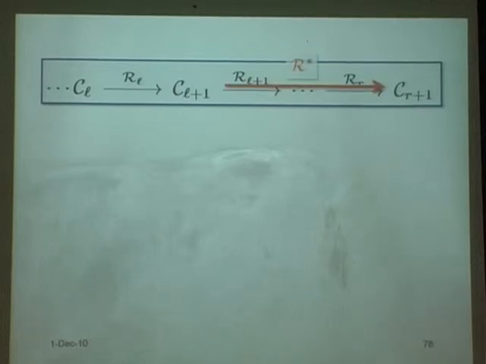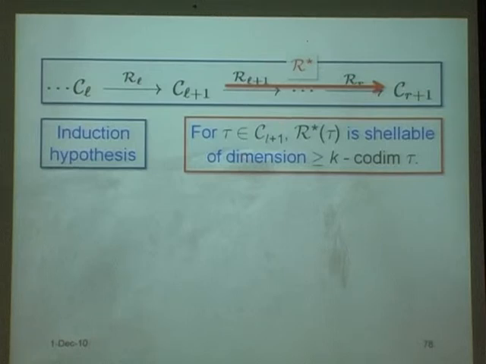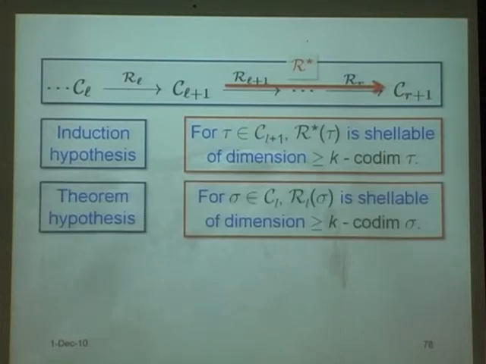Okay, so now for the induction step, I'm going to call this composition here R star, just to keep the notation from driving us crazy. So the induction hypothesis here is that for any tau in C of L plus 1, R star of tau is shellable of the right dimension. So that's what we've established by induction. And what I want to do is grow it backwards one round and show that this is still true. The theorem hypothesis says that if I go back here to C of L, applying R of L to a single sigma gives something shellable of the right dimension. So this works and this works. Now I want to show that the composition works.